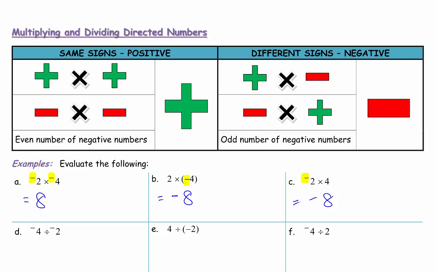Next, -4 divided by -2, so I have two negatives, so my answer is going to be positive. And you can even write that over to the side if you want. 4 divided by 2 is 2. 4 divided by -2, so I have one negative, so my answer is going to be negative. 4 divided by 2 is 2. -4 divided by 2, I have one negative, so my answer is going to be negative. 4 divided by 2 is 2. Let's look at some harder ones.